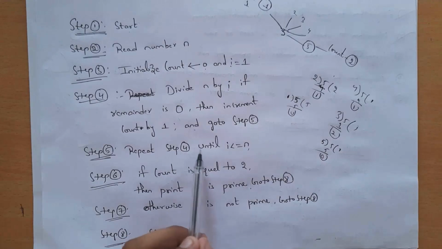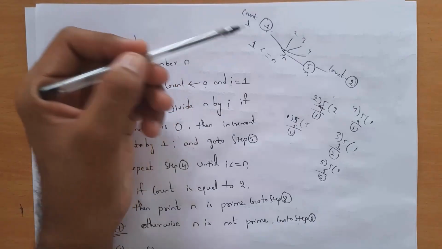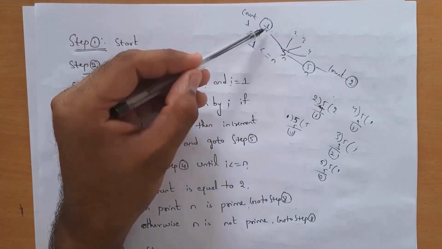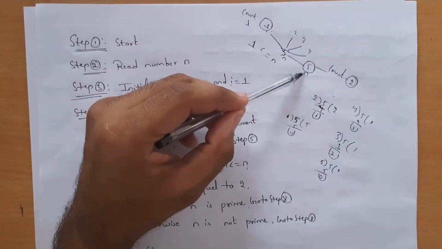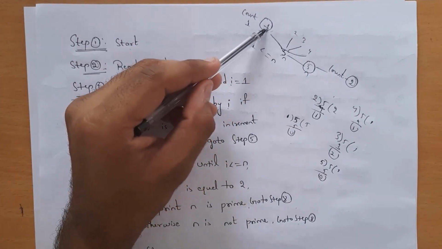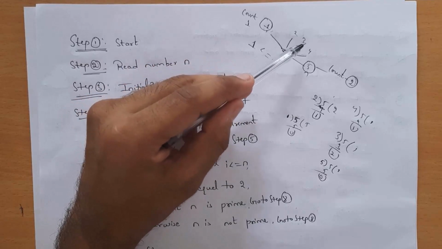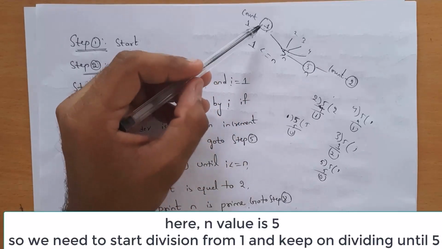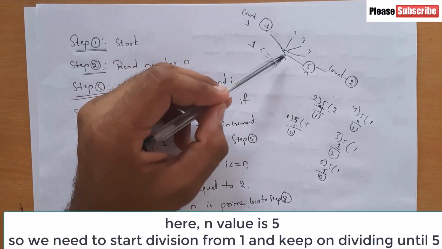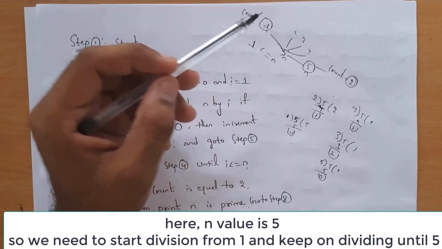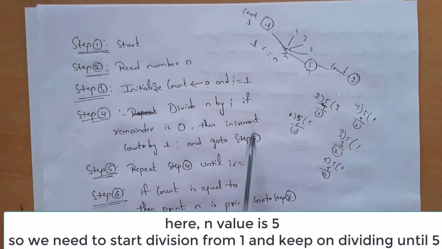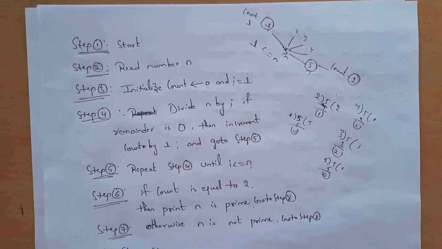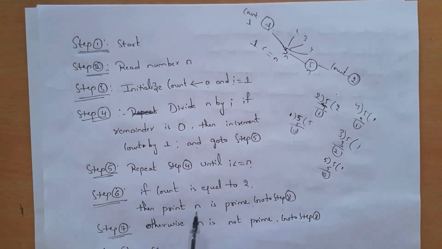Repeat the step until i is less than n. We start dividing the number n with 1 until n, because at first we need to take 1, 2, 3, 4, 5. So we are starting from 1 and dividing the number n until n. Repeat step 4 until i is less than n. Step 6: if count is equal to 2 then print n is a prime number, otherwise n is not a prime number.